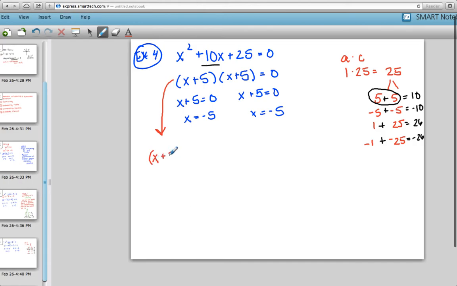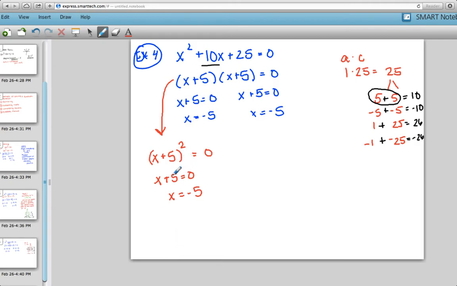We could have written that as x plus 5 squared equals 0. Okay, and if we had done it in this manner, then we would have known that we were only going to come up with one solution because our two parentheses had the same thing. So that would be x plus 5 is equal to 0, and we would get the value of x equals negative 5. Either way is fine.